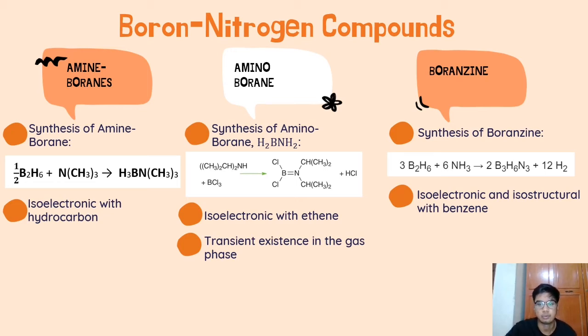Second one is aminoborane. This is the synthesis of aminoborane, which is isoelectronic with ethene and exists in the gas phase only. And this is borazine. This is the process of synthesis for borazine, and borazine is isoelectronic and isostructural with benzene.